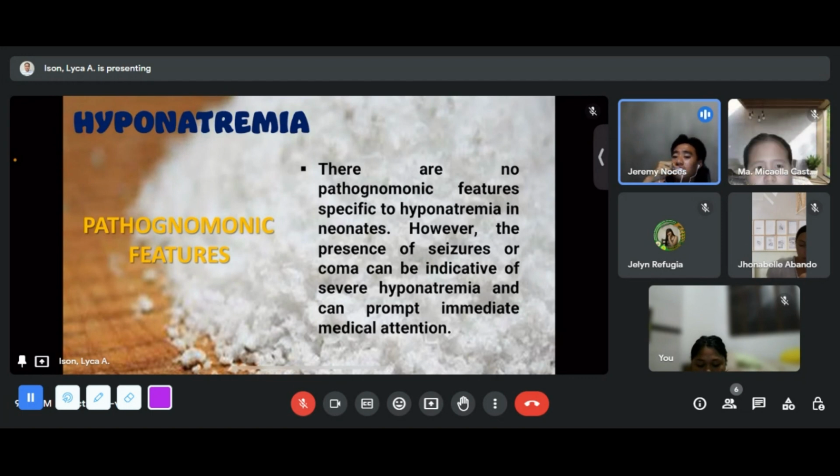So, ito naman sa seizures and coma na nakalagay, severe hyponatremia na siya. Parang hindi na siya nalaman agad. Parang bigla na lang nag-seizures or coma. Yun pala, hyponatremia na pala. Okay, so that's the end of my report.